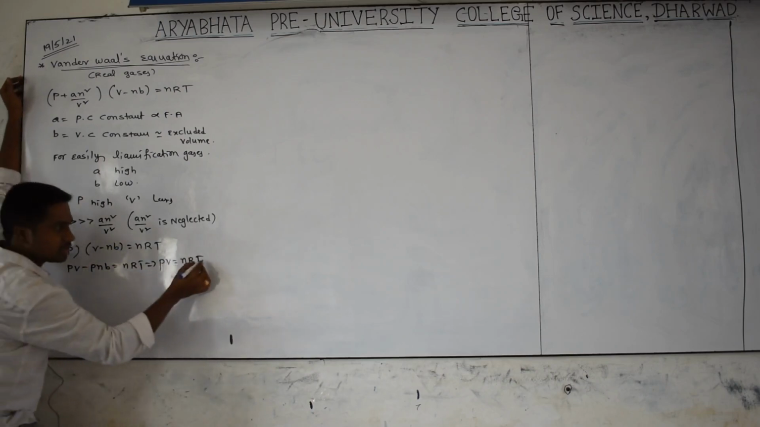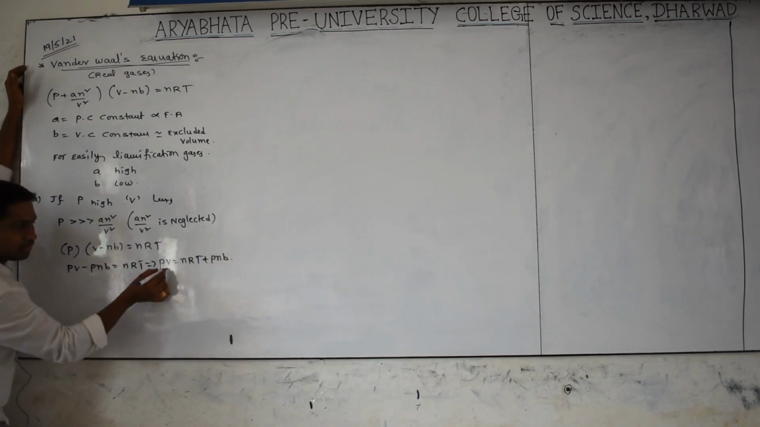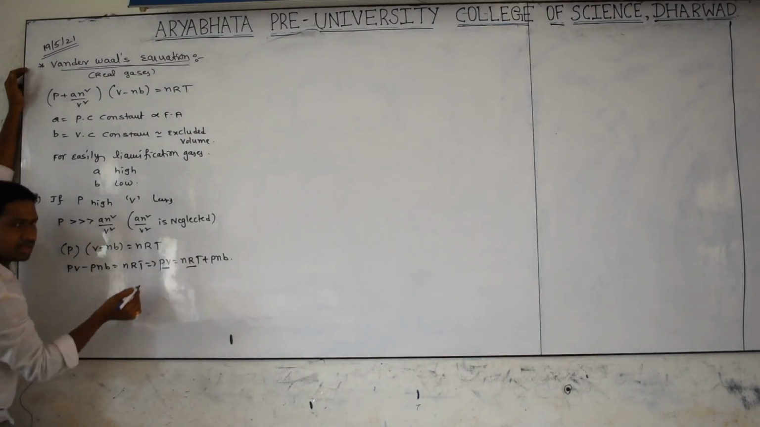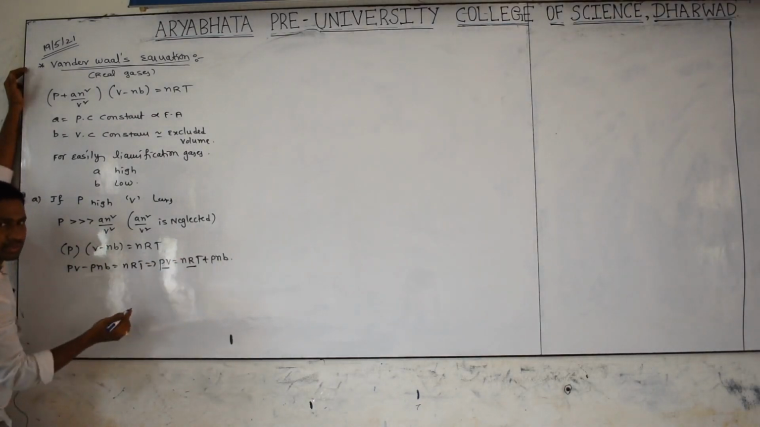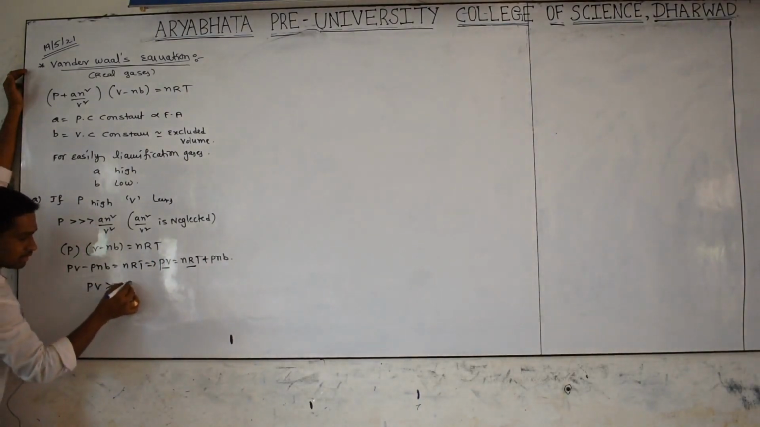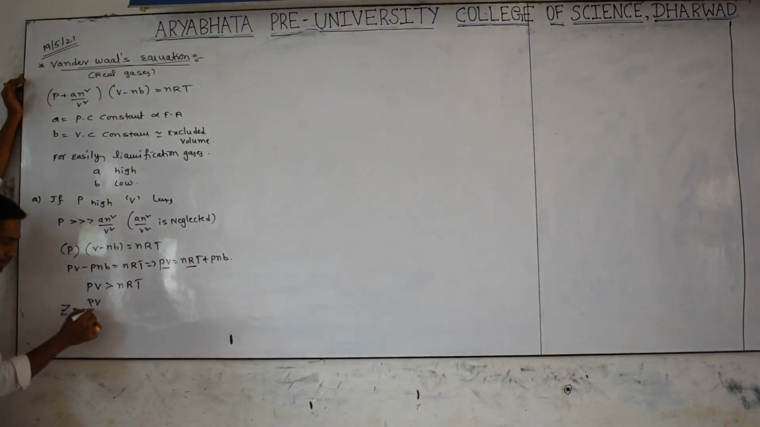This term comes to this side, so we are getting Pnb. So anyway, in the PV and nRT relation, PV is greater than nRT. Why? Because we are adding something. That's why I write down here PV is greater than nRT. At high pressure condition, what is the Z value? The compressibility factor is PV by RT. Yes or no? So automatically the PV value is greater than nRT.